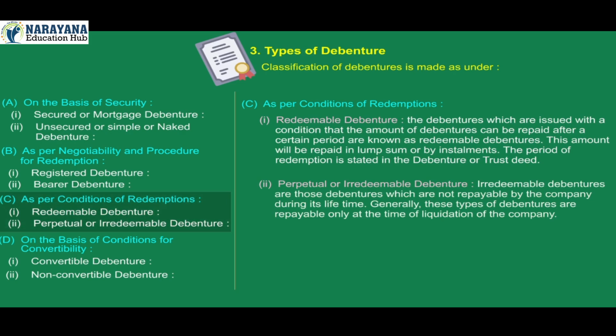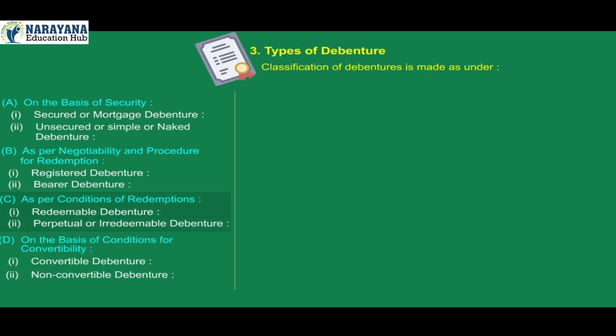2. Perpetual or irredeemable debenture. Irredeemable debentures are those debentures which are not repayable by the company during its lifetime. Generally, these types of debentures are repayable only at the time of liquidation of the company.